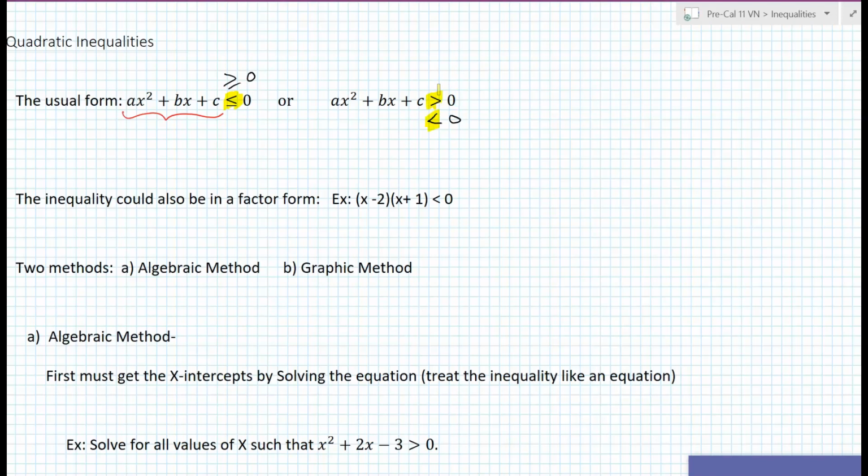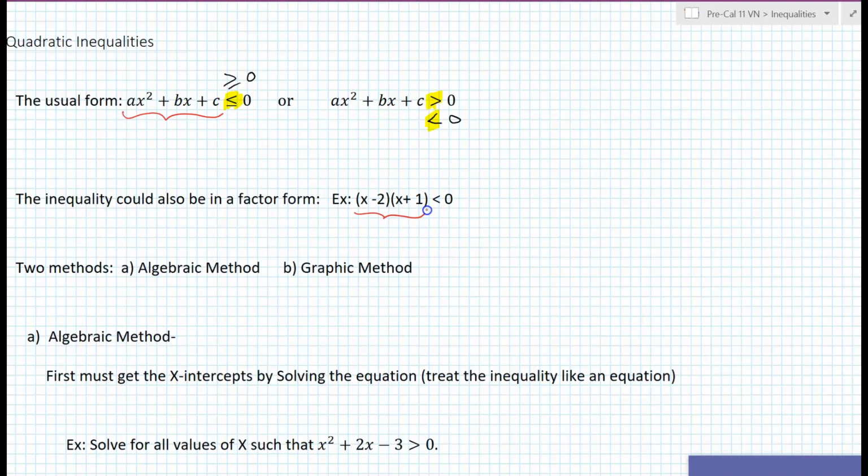It's not an equation. So this is one form, the general form like that, but sometimes it shows up in a factor form like this. So we have the same setup, but it's written in a factor form, and the truth is that factor form is always easier. The reason is that one of the first steps in solving inequalities is that you have to find the x-intercepts. If it shows up in a factor form, it's just easy to do that.